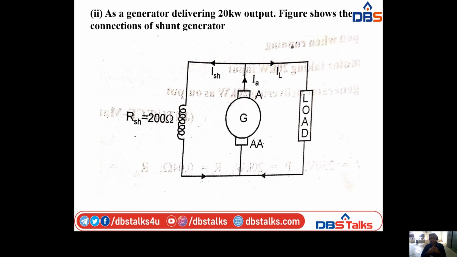Coming to the second case, that is the DC machine running as a generator delivering 20 kilowatts output. This is the connection diagram for a DC shunt generator. Previously I showed the DC motor diagram, the DC shunt motor. Here I am showing the DC generator diagram, the shunt generator diagram. In this case also, I am connecting the shunt field resistance in parallel with the generator armature winding. Here also we have to calculate the power developed in the armature.